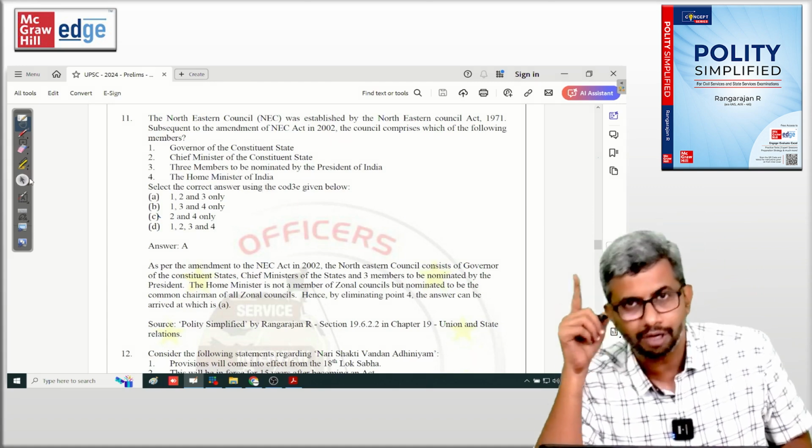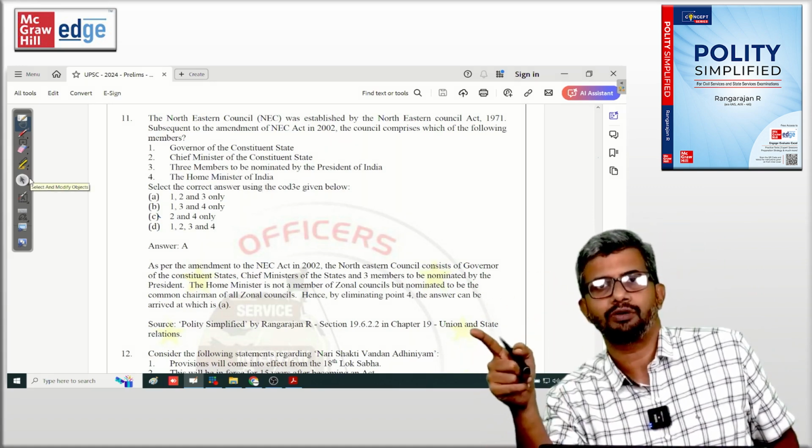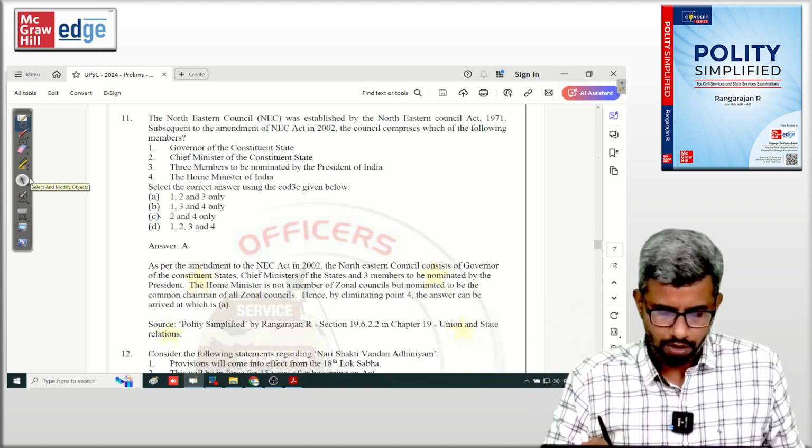But once you read in the book that the Home Minister is only nominated as a chairperson of all zonal councils, you will think, okay, he is not a member then. Then once you remove it, the answer is 1, 2 and 3.